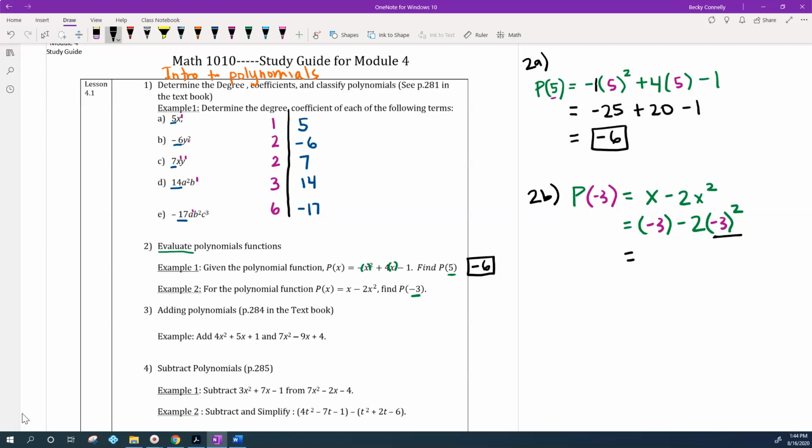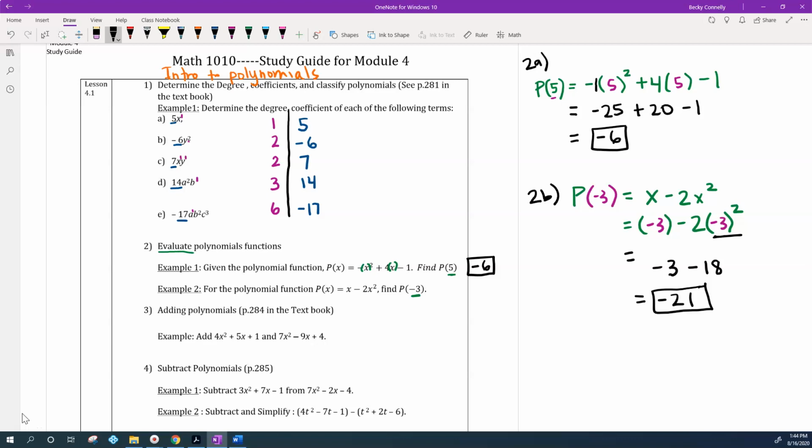So negative 3 squared is positive 9, and then times that negative 2 is going to give me negative 18. Right? And then I have my negative 3 out in front. So negative 3 minus 18 is going to give me negative 21. Okay, so just be careful when you're putting those in. Sometimes it's easy to forget what you need to do there to get the answer the right way.